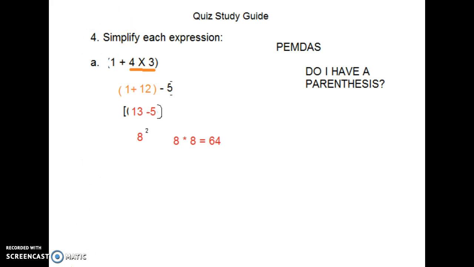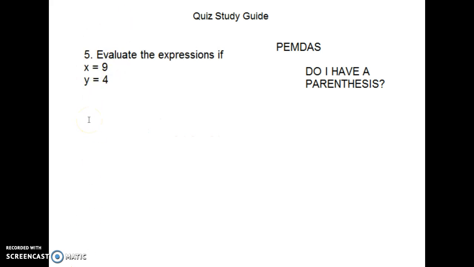All right, so on number 5, to evaluate the expressions if x equals 9 and y equals 4. So let me write out this one real quick. Sorry, guys. I should have done this before. All right, here we go. So we have y squared plus x. Now let's fill in these blanks here. My x's are going to be green, and my y's are going to be red.